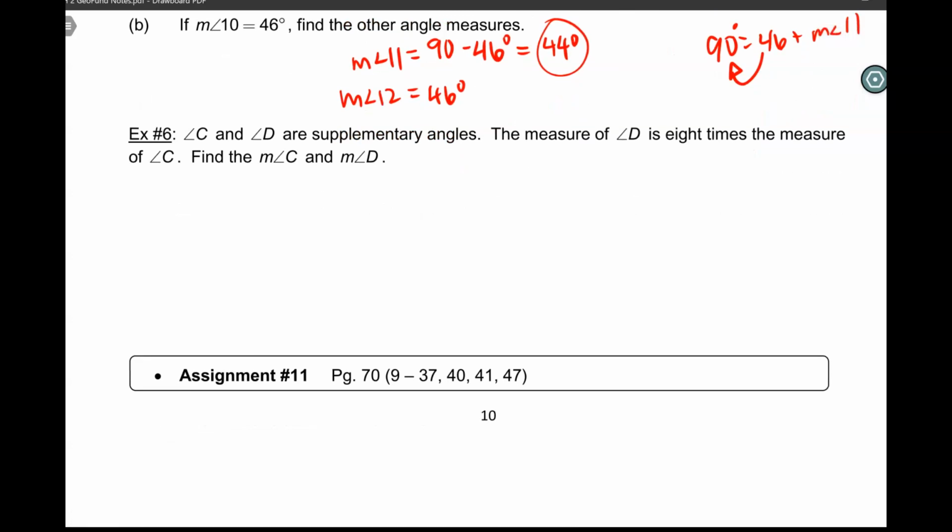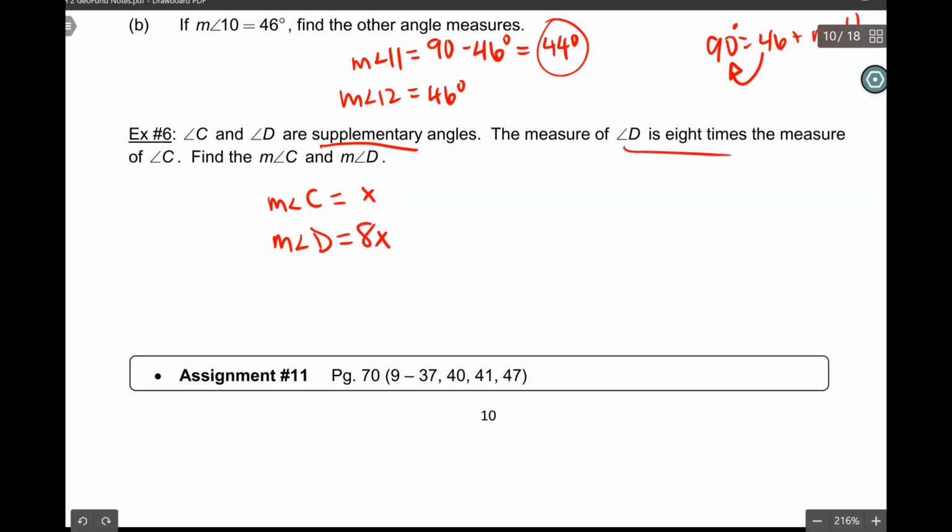Alright, last one. C and D are supplementary. The measure of D is 8 times the measure of C. Find the measure of C and D. Okay, so let's say the measure of angle C is x. D is 8 times the measure of C, so the measure of angle D is going to be 8x. And we know these angles are supplementary, so they add to 180.